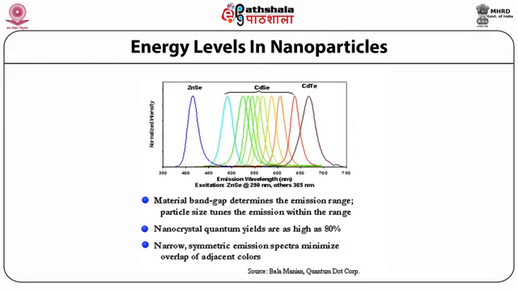So these are the PL spectra for the zinc selenide, cadmium selenide and cadmium telluride nanoparticles. Now here the material band gap determines the emission range. Particle size tunes the emission within the range. Nanocrystal quantum yields are as high as 80%. So, narrow symmetric emission spectra minimize the overlap of adjacent colors.